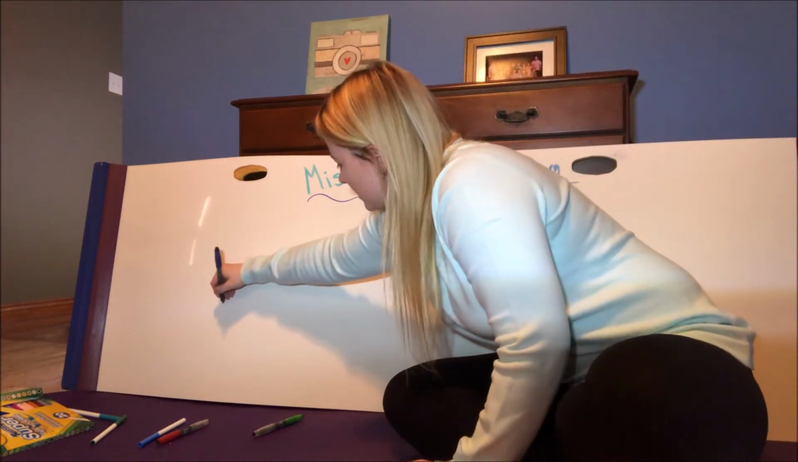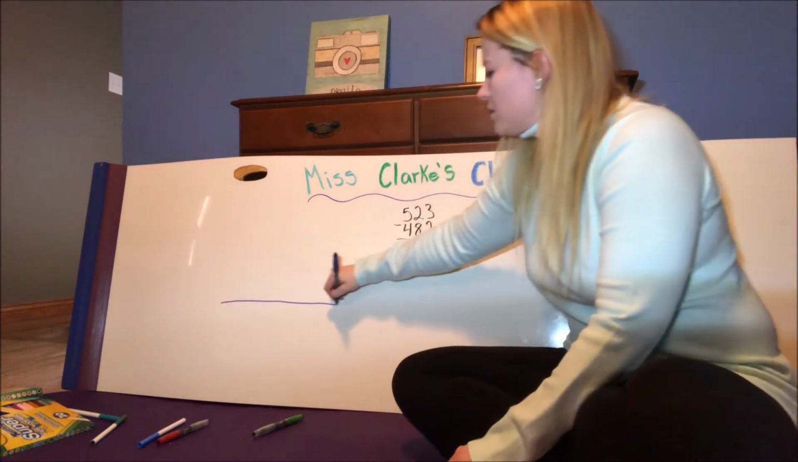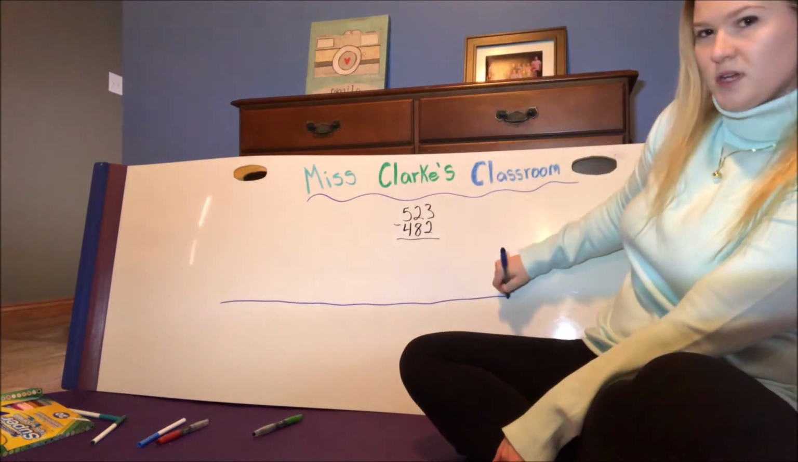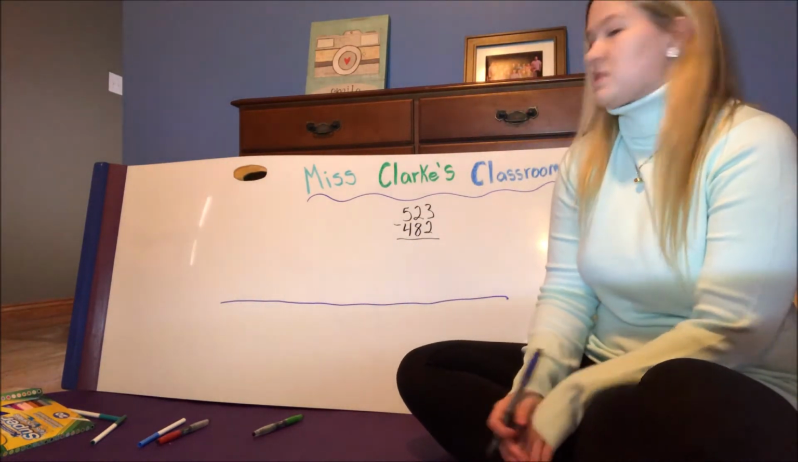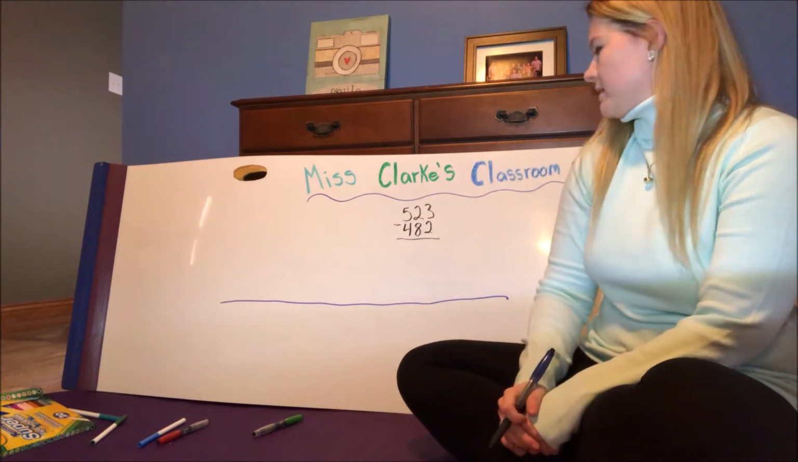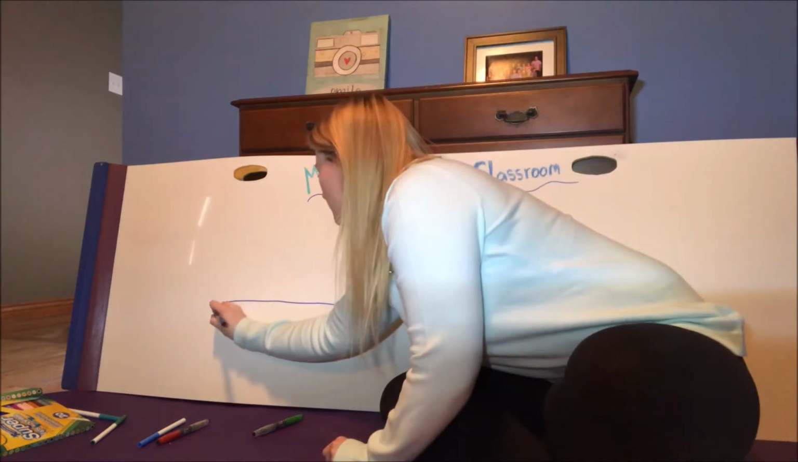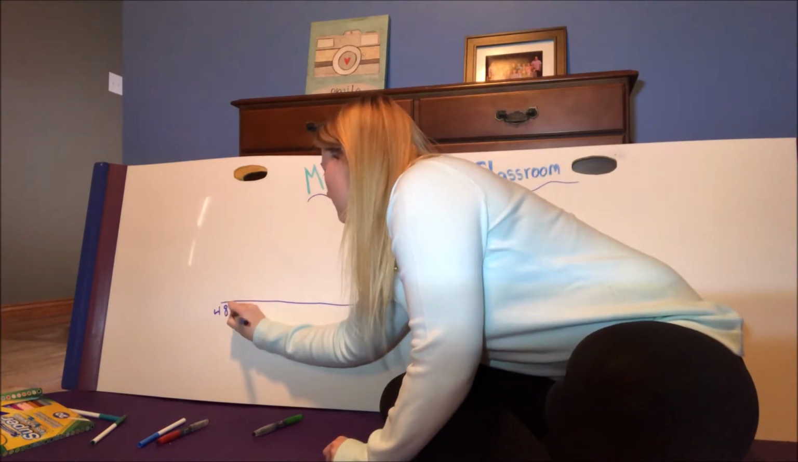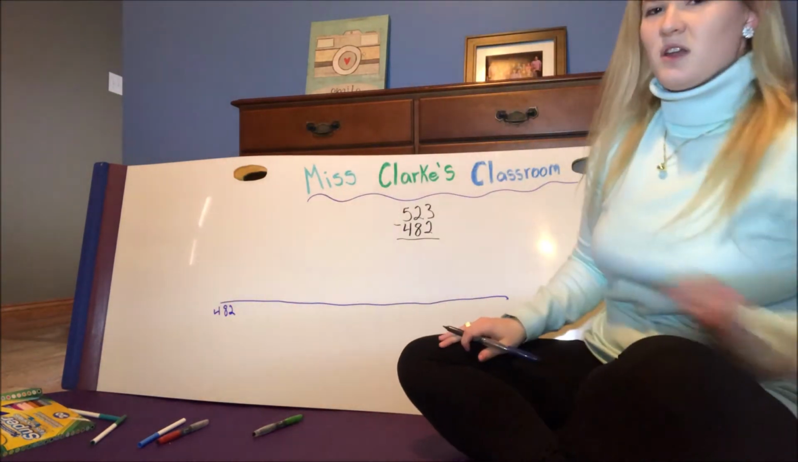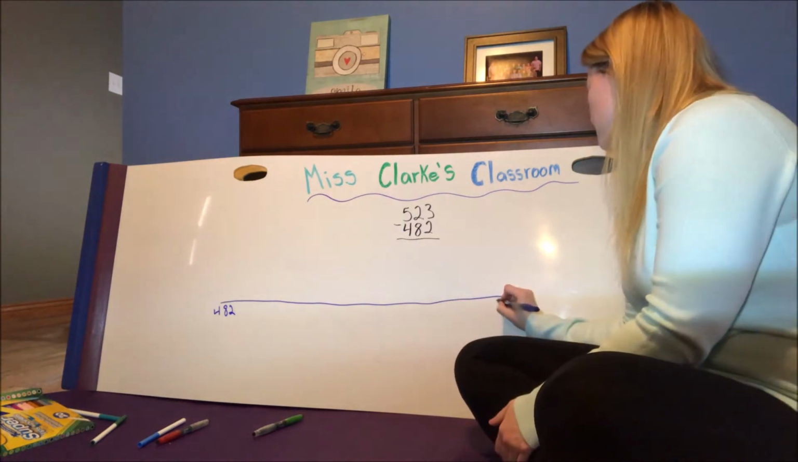So we're going to draw a nice line, and you guys already know Miss Clark's lines are not always very straight. And we need to start with the smaller number at that end of the line. So I'm going to put the 482 way over there. And at this end, we put our bigger number. So we're going to put our 523 here.